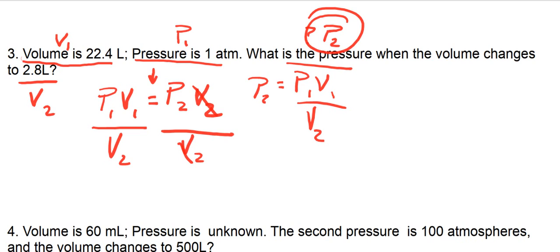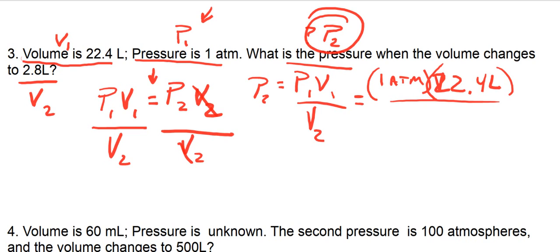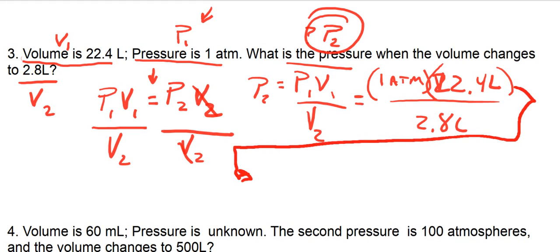The best way to fix that is to plug in all the other numbers. So we have P1 is 1 atmosphere. Well, that's easy. So 1 atmosphere times V1, which is 22.4 liters, over V2, which is 2.8 liters. We know that anything times 1 is the same number, so 1 times 22.4 liters divided by 2.8 equals 8.